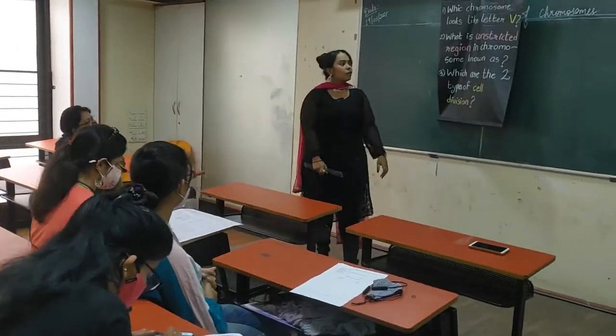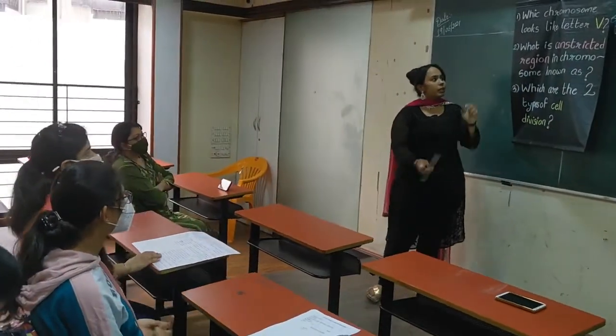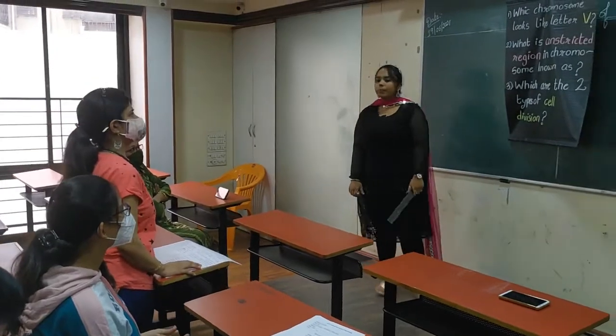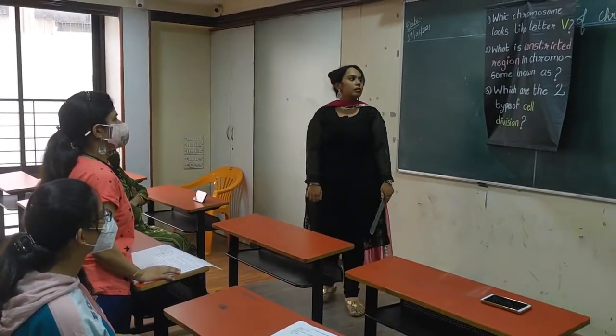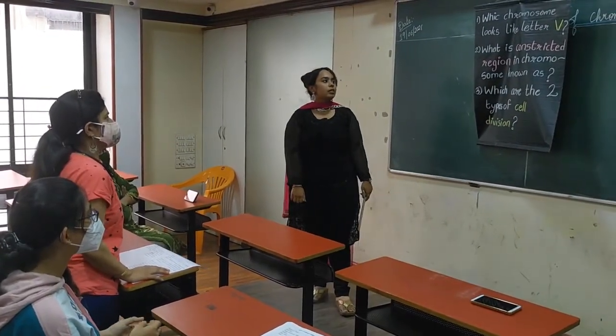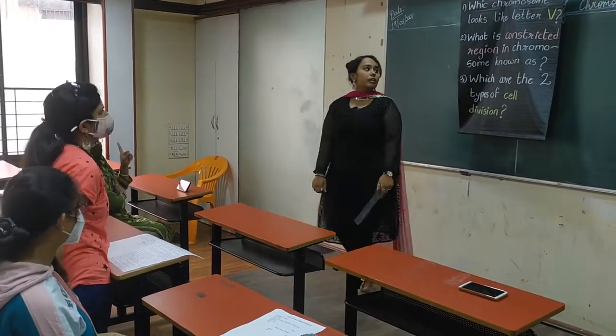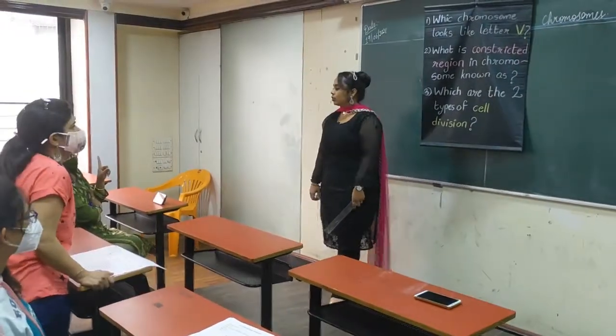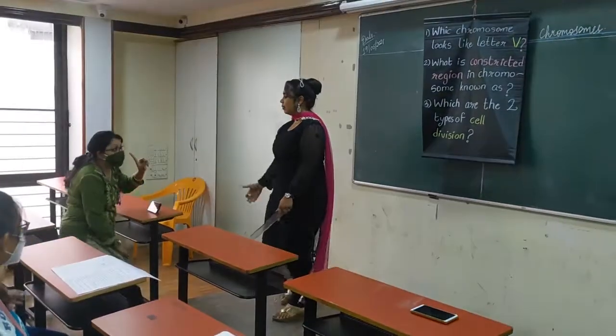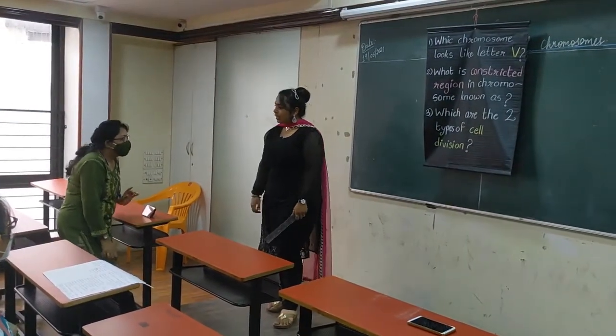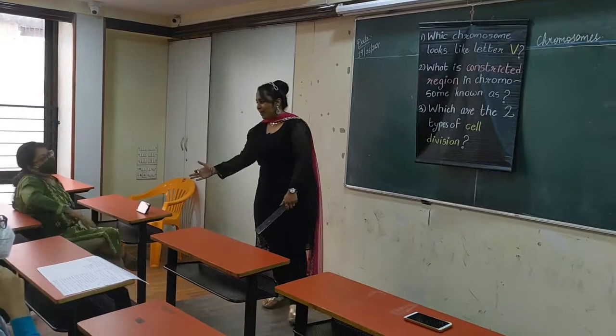Perfect. Very good. Dia, can you read the second question, please? What is constricted region in chromosome? No, no hands. What is constricted region in chromosome known as? Yes, sir, that's it. Satellite or centromere? Centromere. Perfect.